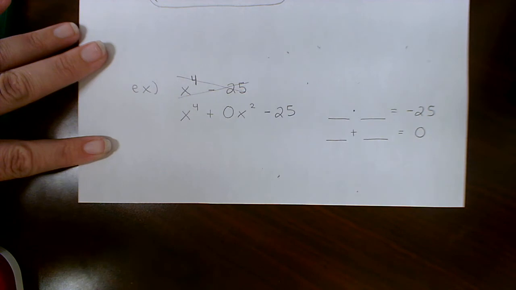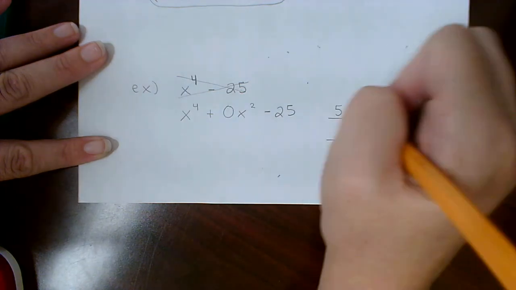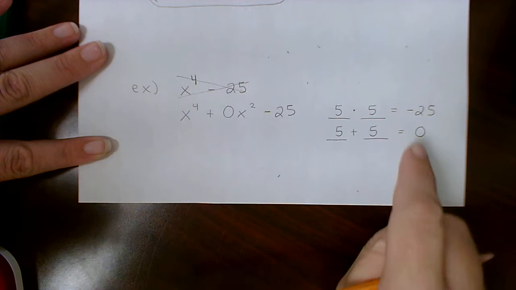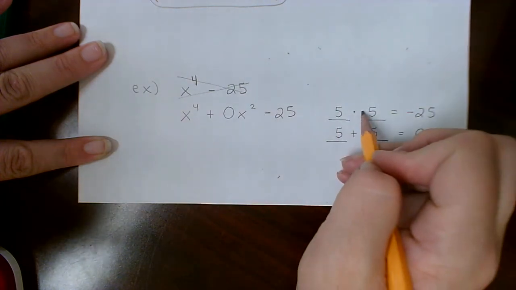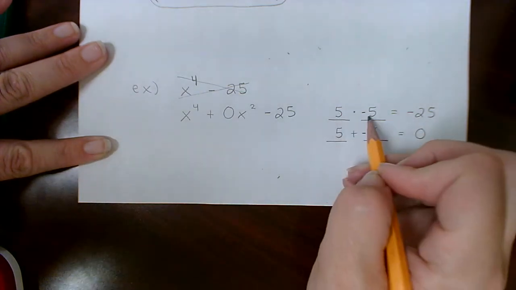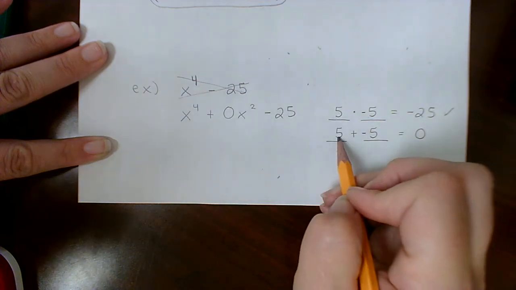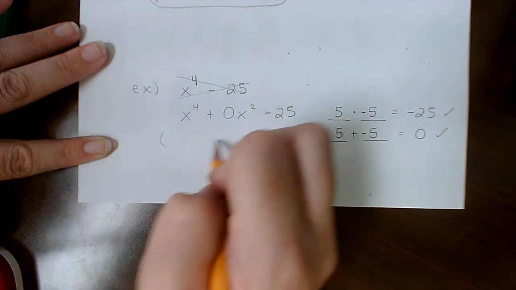Well, 25 is either 1 times 25 or 5 times 5. I think I'm going to have a better chance with my 5s. In order to get 0 here, I'm going to need one of them to be positive and one of them to be negative. Let's check. 5 times negative 5, yes, that is negative 25. 5 plus negative 5, that is in fact 0. So I've found my 2 numbers.